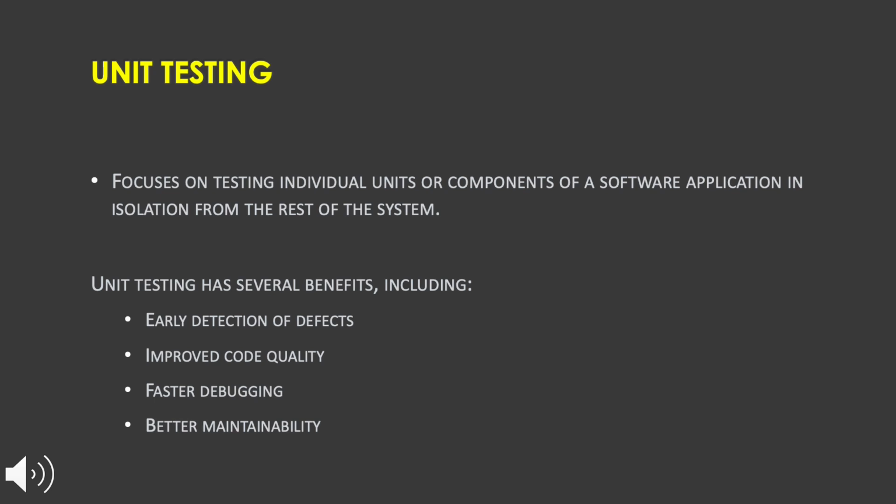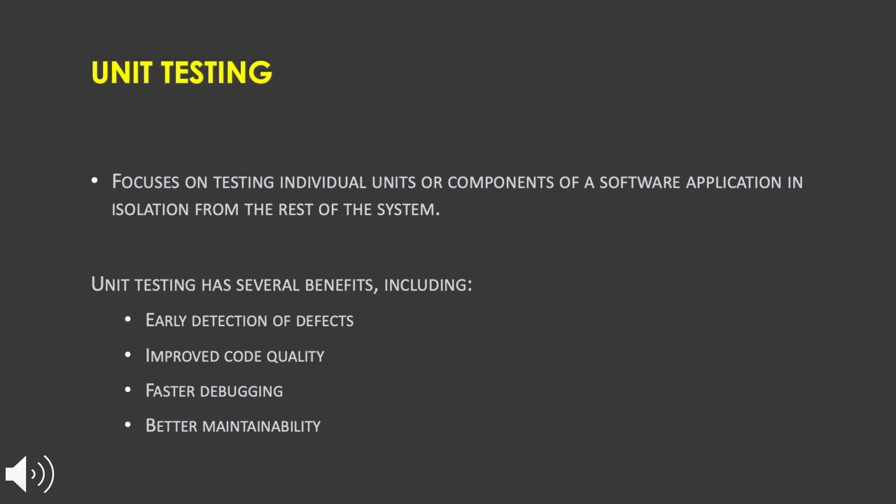Unit testing is a type of software testing that focuses on testing individual units or components of a software application in isolation from the rest of the system. The goal of unit testing is to ensure that each unit of code functions correctly on its own before integrating it into the larger system. A unit can be defined as the smallest testable part of an application, such as a function, method, or class. In unit testing, each unit is tested in isolation using automated testing tools to ensure that it performs its intended function and returns the expected result.